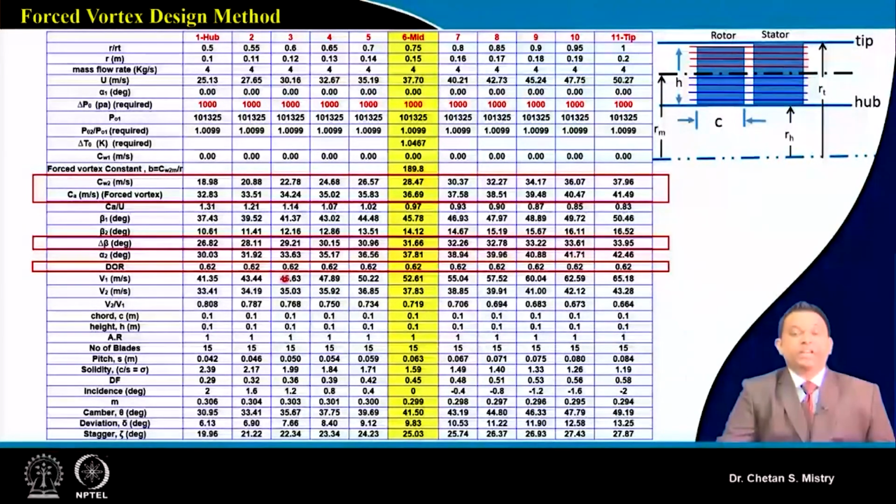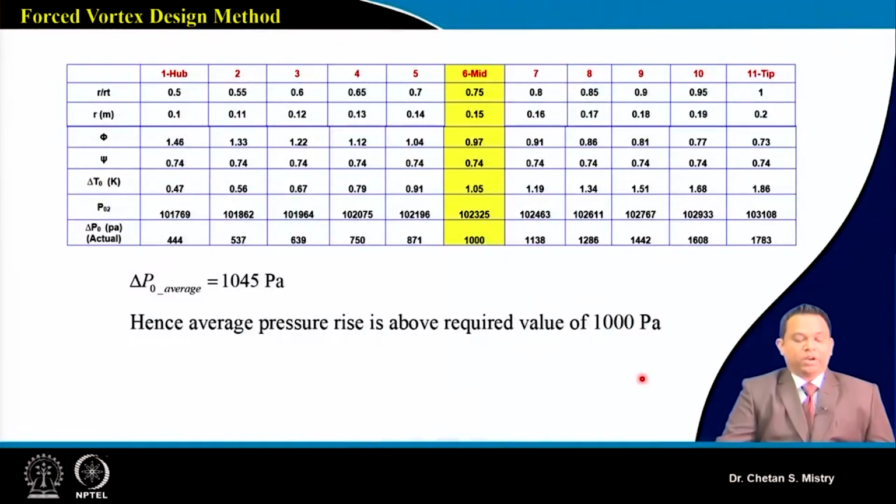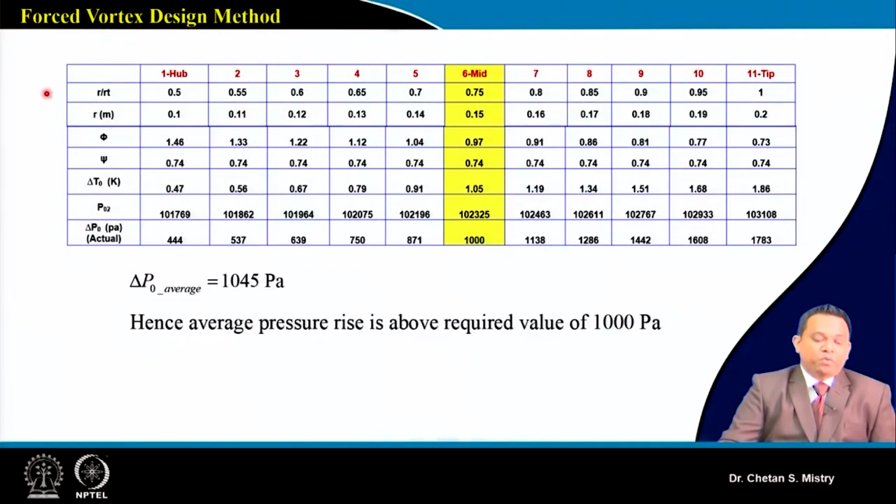Now you can see my degree of reaction is coming 0.62. We can say our relative velocity ratio is coming slightly lower near the tip region, and my diffusion factor is 0.29, while my diffusion factor at the tip is coming slightly on the higher side. So it is more of a tip loaded configuration. Okay, now this is very important.